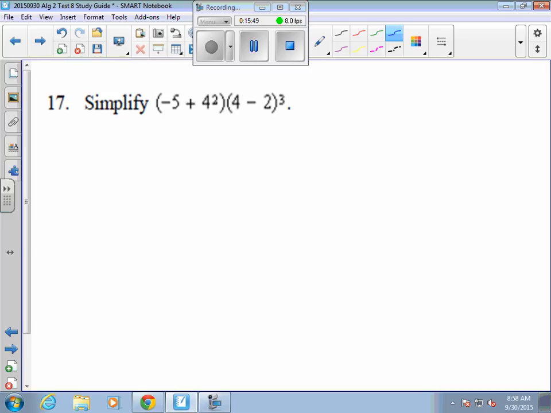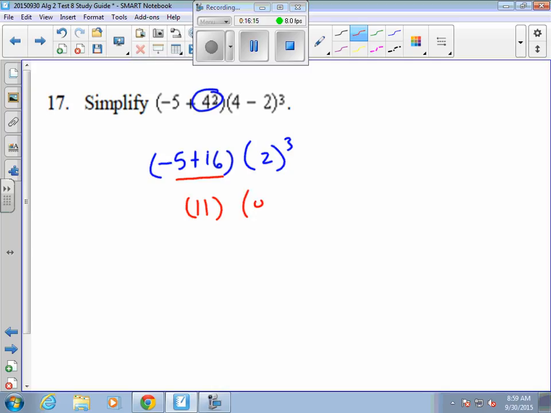Simplify this one. Negative 5 plus 4 squared times the quantity 4 minus 2 cubed. Inside parentheses first, exponents even first before that. 4 squared is 16. Still in parentheses, 4 minus 2 is 2, cubed. Negative 5 plus 16 is 11, times 2 cubed. 2 times 2 is 4 times 2 is 8. 11 times 8 is 88.